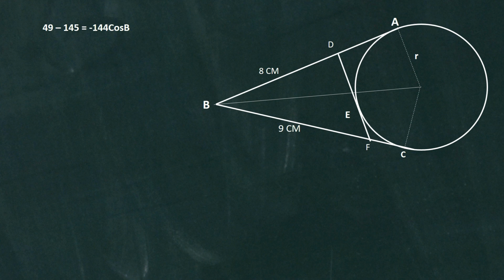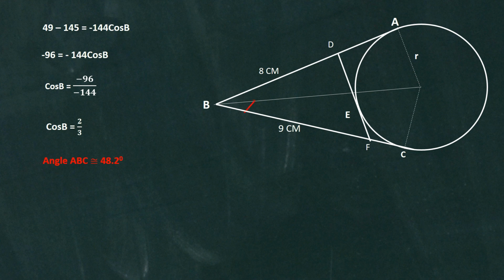So we had reached the stage of 49 minus 145 is equal to minus 144 cos B. We're going to subtract on the left hand side, and that gives us negative 96 is equal to negative 144 cos B. To find cos B, we're going to divide both sides by minus 144, and so now we do have cos B is equal to negative 96 divided by negative 144. Cos B therefore is equal to 2 over 3. To find the angle B, we're going to find the cos inverse of 2 over 3, and that is 48.2 degrees, rounded off to 1 decimal place.